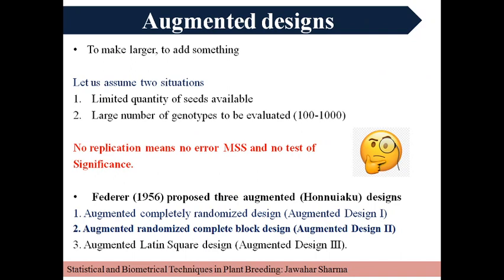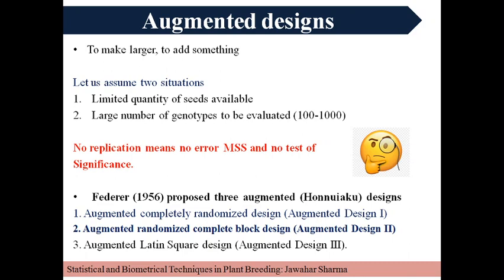In this session I am going to make a tutorial on augmented design, which is a statistical experimental design extensively used in agriculture by plant breeders. The literal meaning of augment is to add something or to make it larger. For example, someone wants to add extra income through a second job. You augment, that is, you add something. This is the literal meaning of augment.